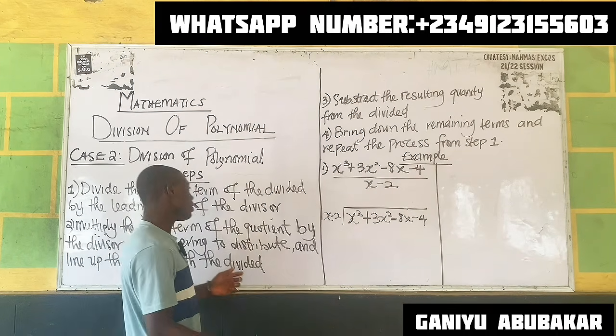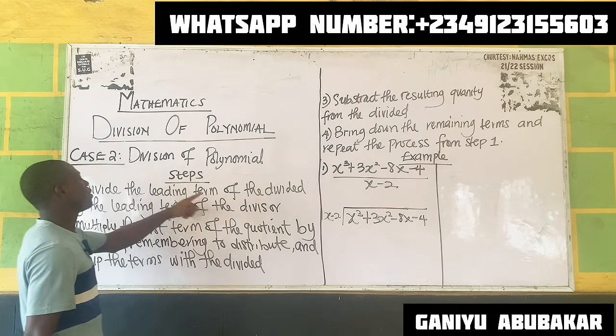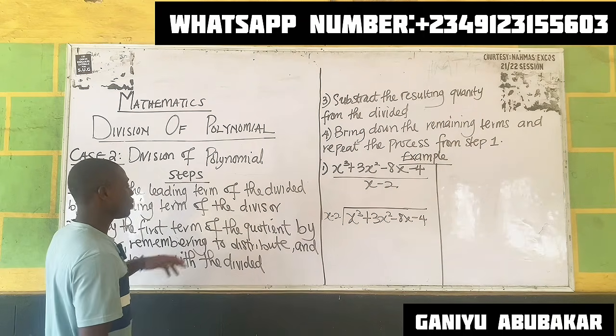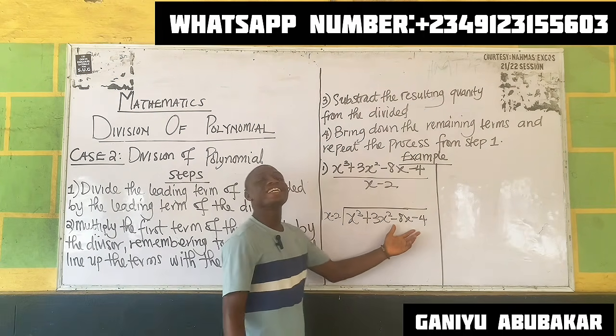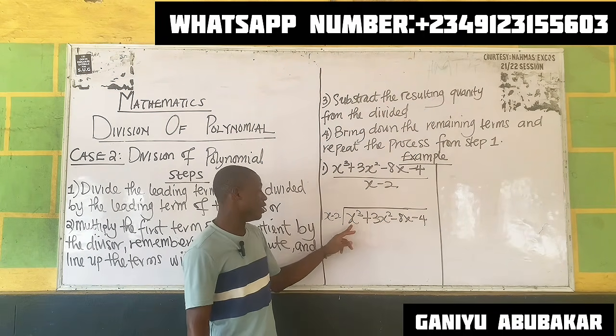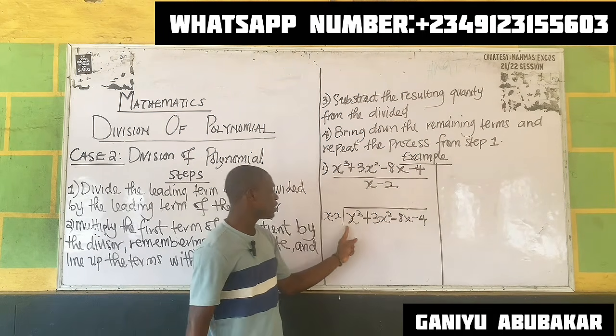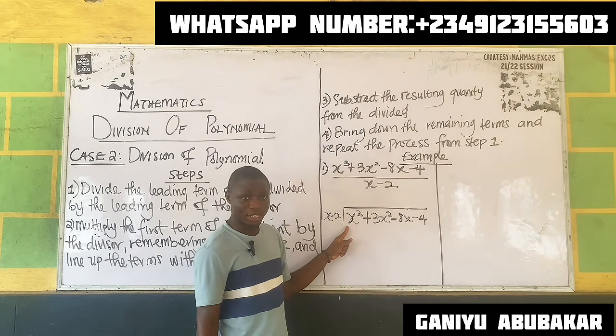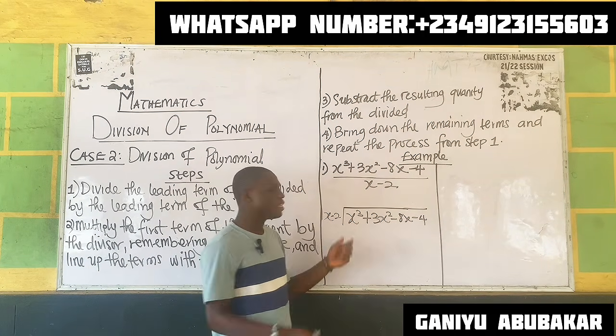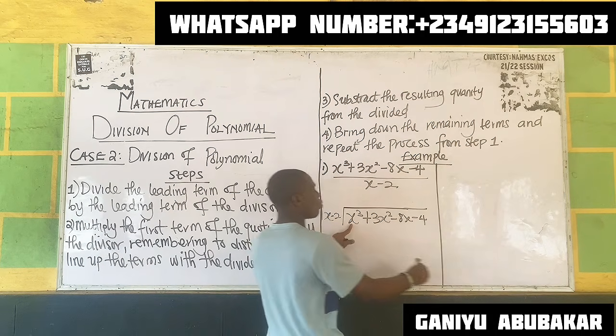First things first, we said divide the leading term of the dividend. So what's the leading term? The leading term is the first thing you see. Leading means something is ahead. This is the dividend here, but the leading term is this. So divide the leading term, which is what?